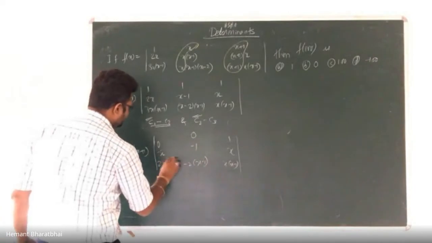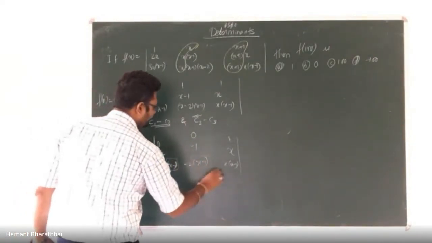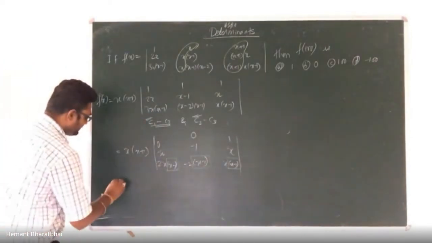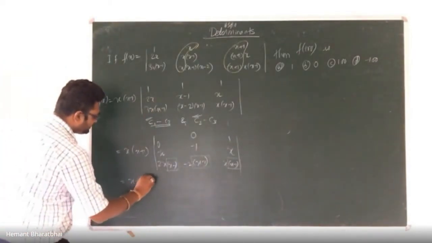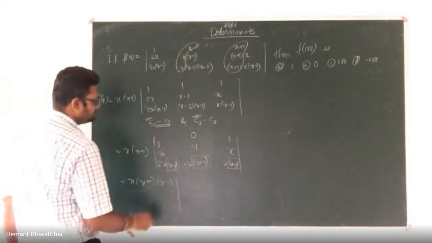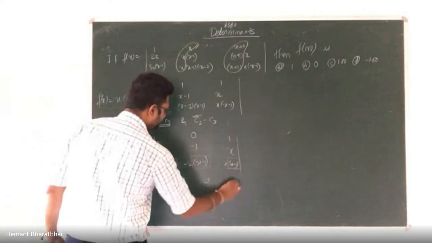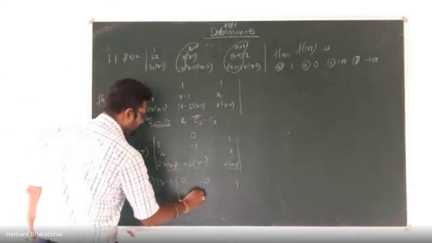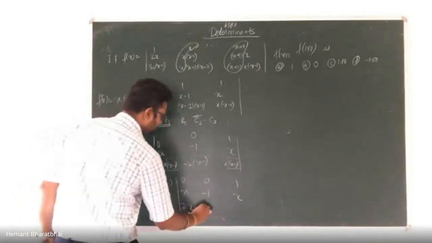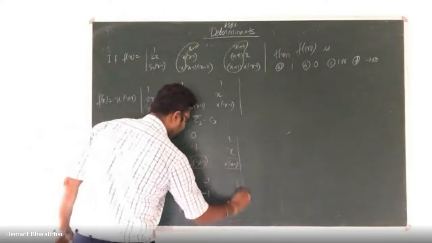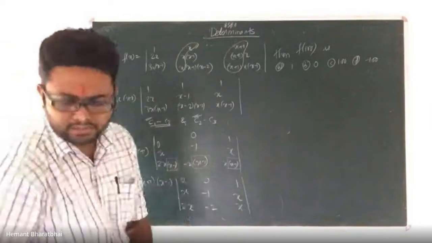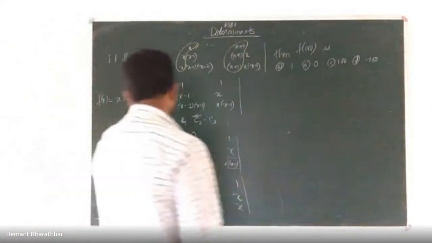So now here also I have x minus 1, here also x minus 1, here also x minus 1. So that I can take common. So I'll get x into x plus 1 into x minus 1. So that will become 0, 0, 1, x minus 1, x, 2x minus 2x. Now I can try to take the determinant. Now the things have become very simple.